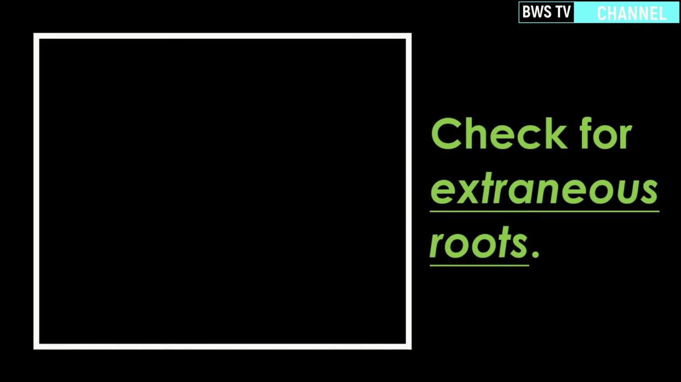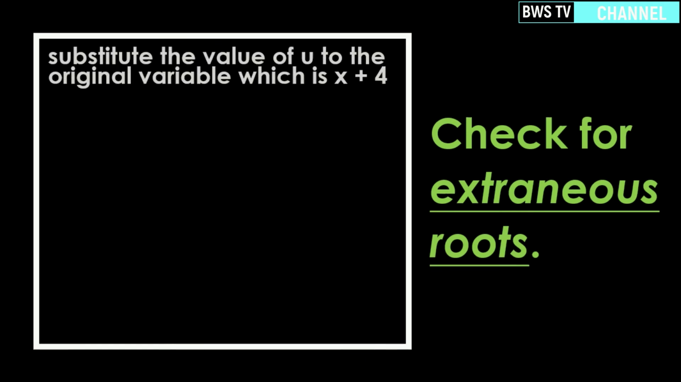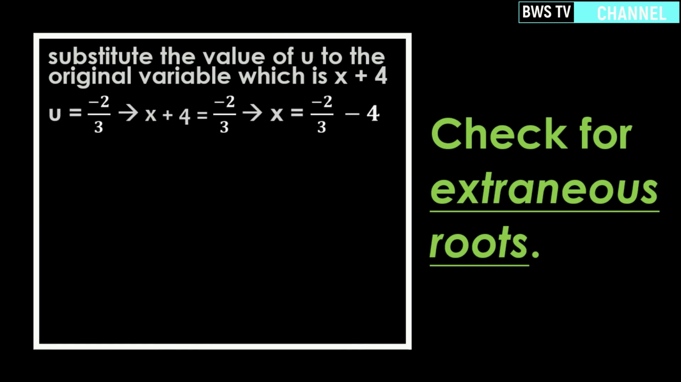So here we have to check for extraneous roots. Substitute the value of u to the original variable, which is x plus 4. In the previous process, u is equal to negative 2 over 3. So that u will be changed into x plus 4. So now you have x plus 4 is equal to negative 2 over 3. Then transpose 4 to the other side. So that will be x is equal to negative 2 over 3 minus 4.